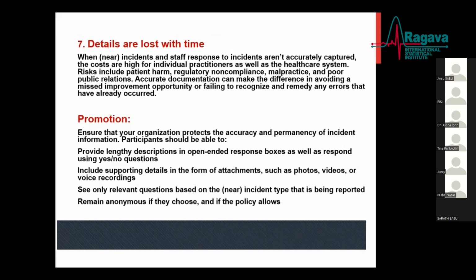Participants should be able to provide a lengthy description in an open-ended response box as well as respond using yes or no questions. Include supporting details in the form of attachments such as photos, videos, or voice recordings. See only relevant questions based on the incident type that is being reported. Remain anonymous if they choose, and if the policy allows.